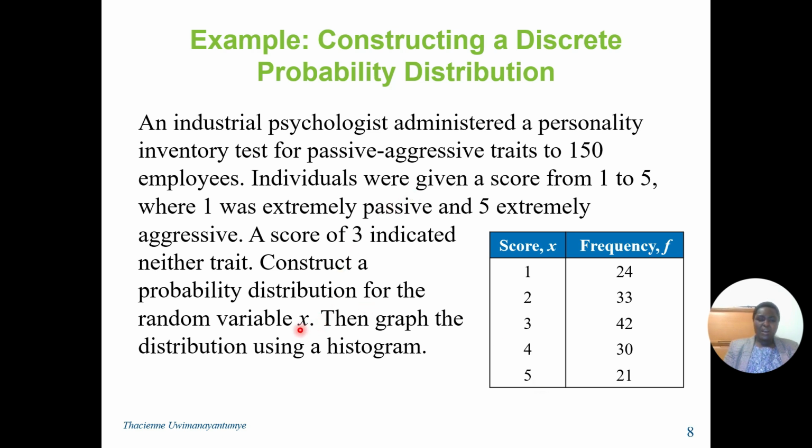So our variable here has 5 possible outcomes from extremely passive to extremely aggressive. It can take only 5 possible outcomes, either 1 or 2 or 3 or 4 or 5. Among the 150 employees who were ranked, 24 of them had the score 1, 33 of them had the score 2, 44 had the score 3, 30 had the score 4, and 21 had the score 5. This is the frequency distribution.